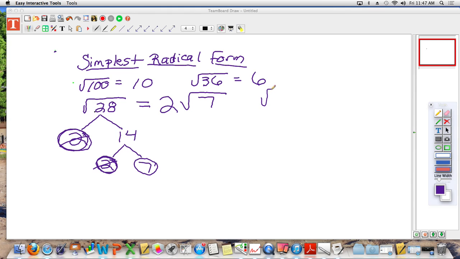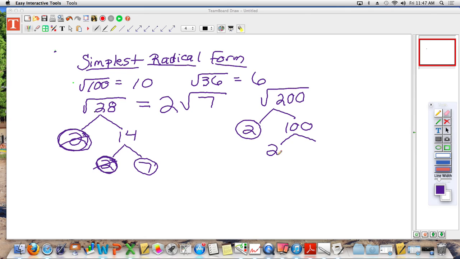Let's do the square root of, let's do 200. Some of you may look at that number and know exactly what perfect square is hidden inside of that number. But let's do the math anyway. What can I break 200 down into? 2 and 100. So do a tree. 2 and 100. 2 is prime, so we circle it. 100. What multiplies to give you 100?